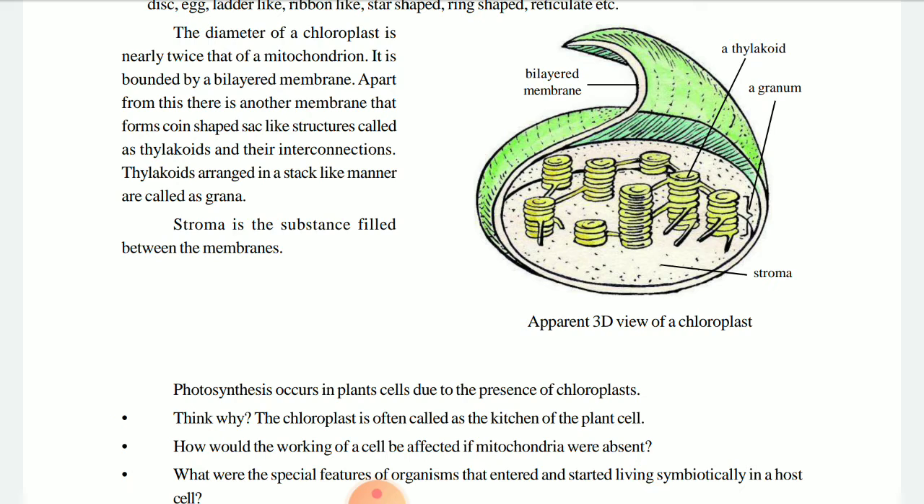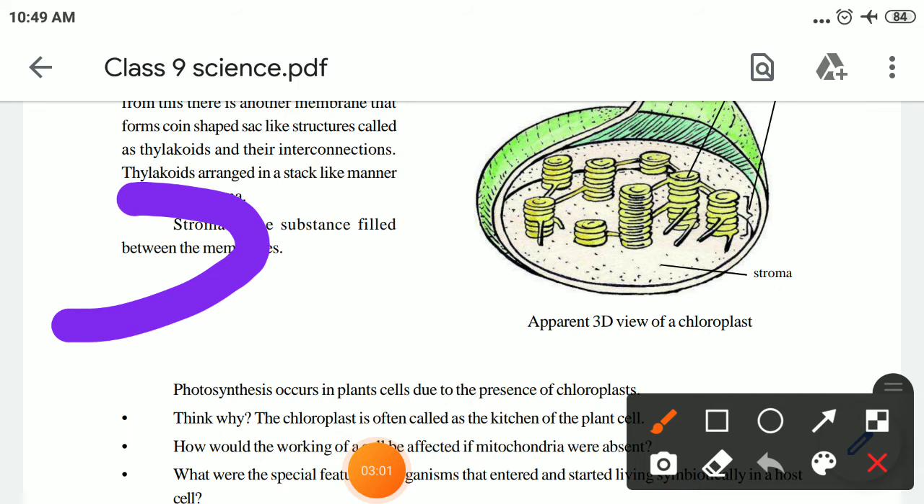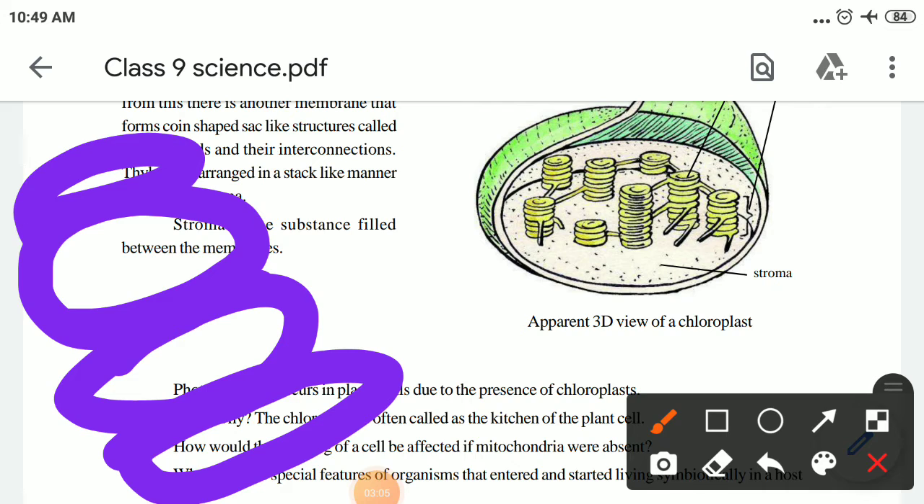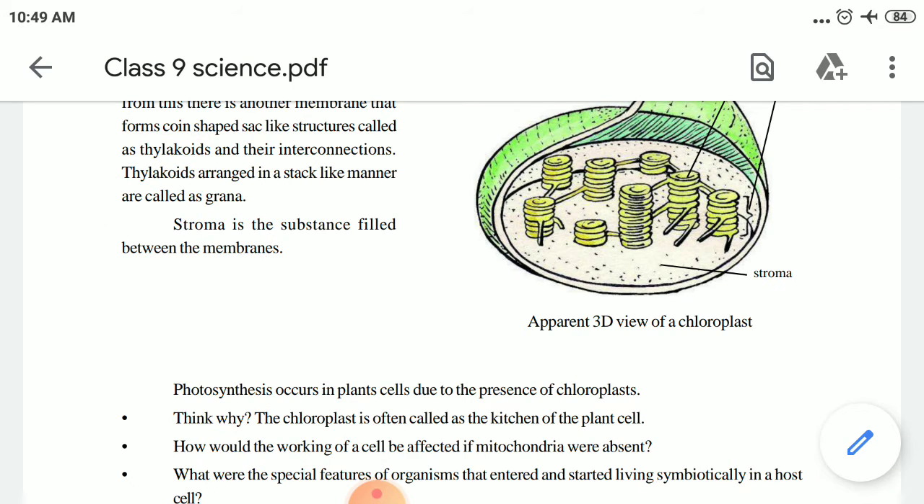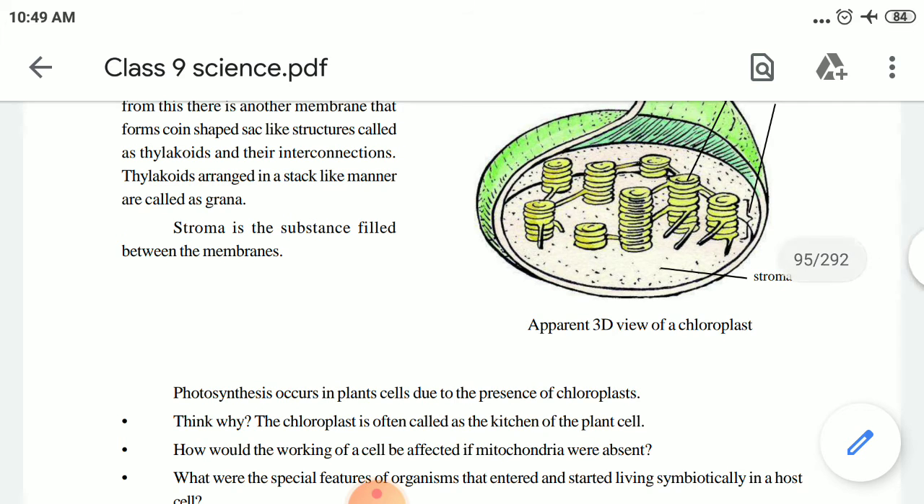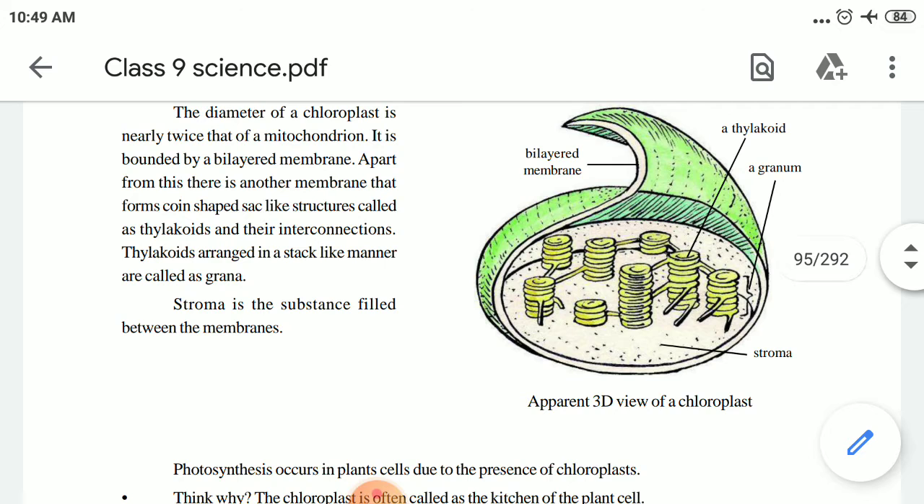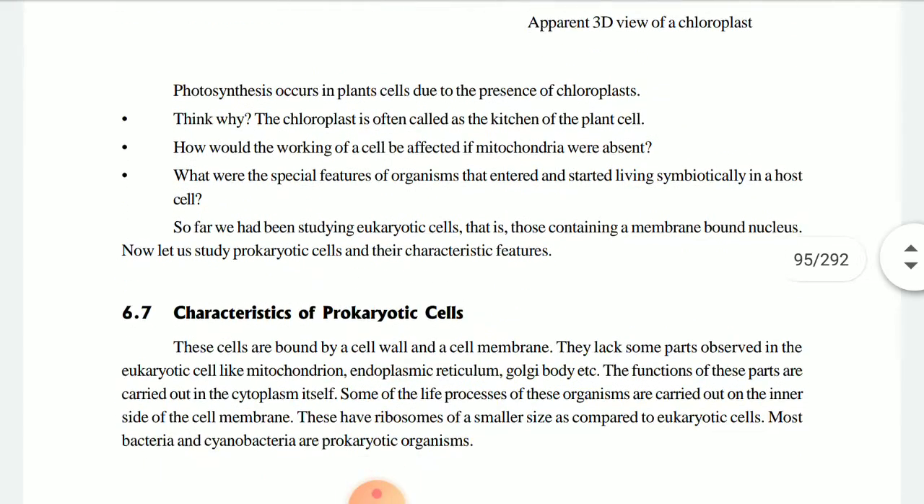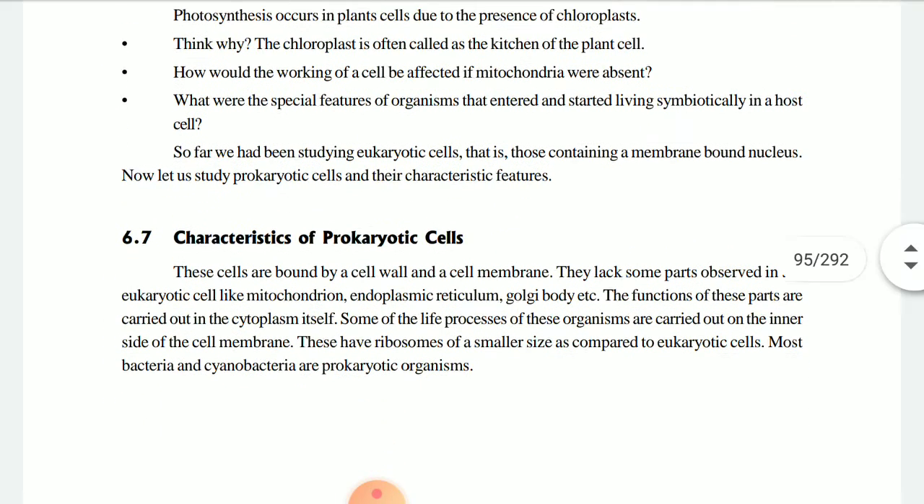One single coin-like structure will be your thylakoid. But multiple thylakoids are arranged one after the other, and then it is known as your grana. Okay, children, then the fluid present inside the chloroplast is known as your stroma. And you can see here one connection is there, which binds them together. This is the typical characteristic of eukaryotic cells.